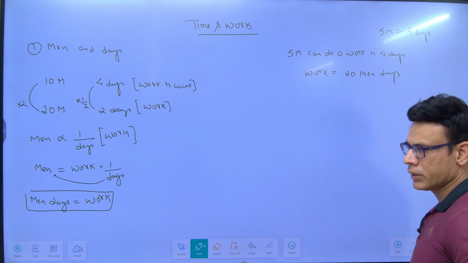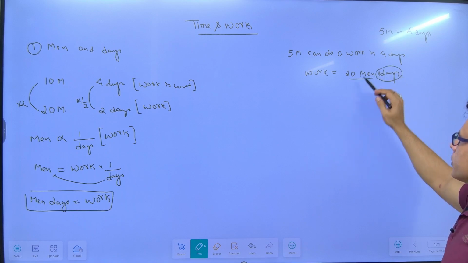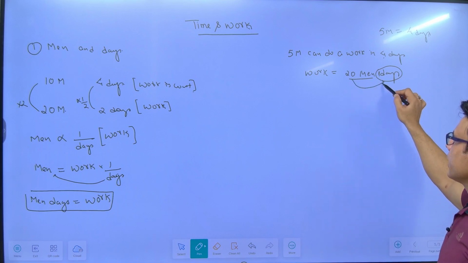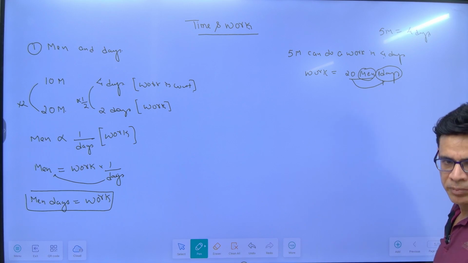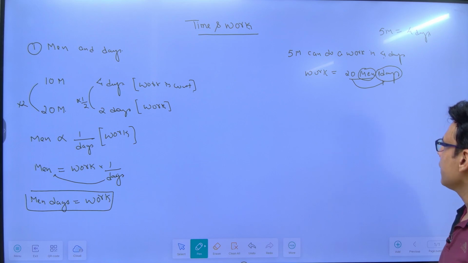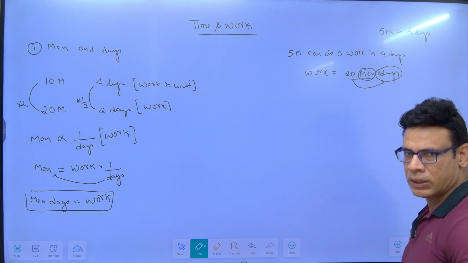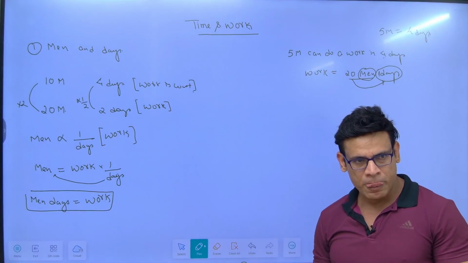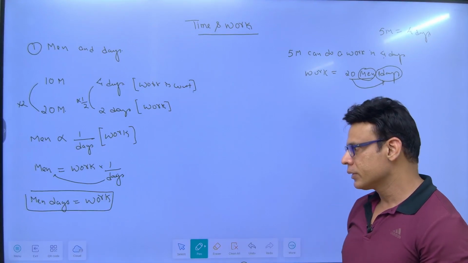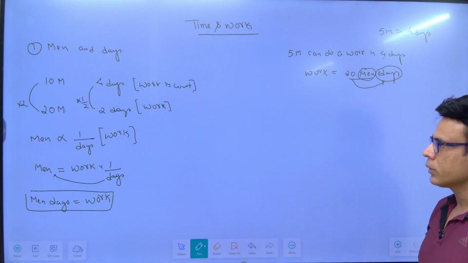What is the meaning of this? If there are 20 men, they will take 1 day to finish this work. And if there are 20 days, 1 man will take 20 days alone to finish this work. What does men days mean? 20 men will take 1 day to finish this work. And if I multiply this 20 with days, it becomes 1 man. So 1 man will finish the work in 20 days. That means 1 man can do the work in 20 days. Understood from here? So this is the concept of men and days, which you should know.